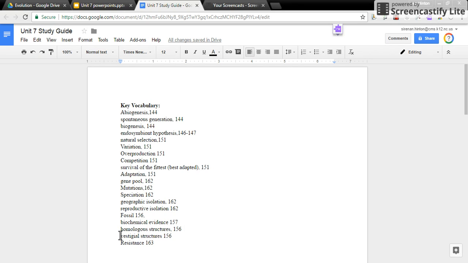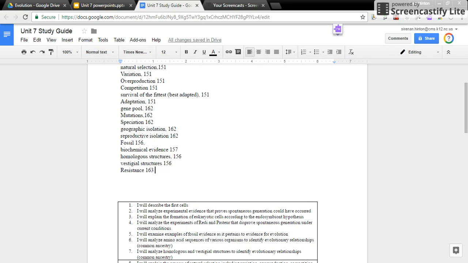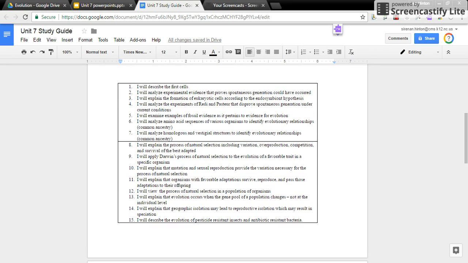Vestigial, kind of like a vest. Vestigial structures are structures that are in the body today and have no purpose. However, back then, it used to have a purpose. Resistance just means will not affect. All right, so let's talk about 15 statements that you should know before we move into our test tomorrow.